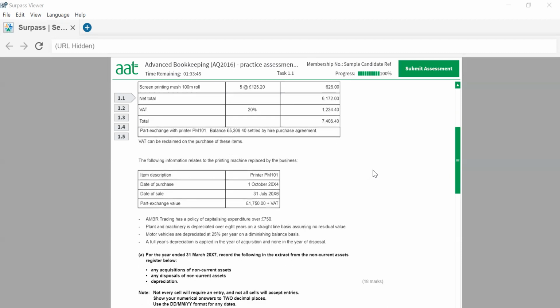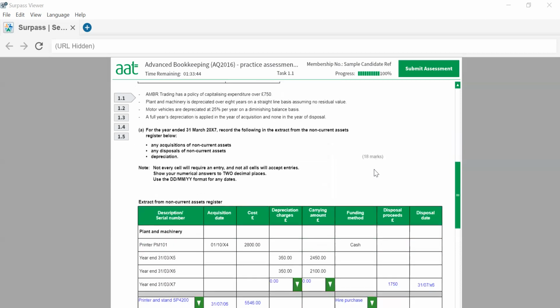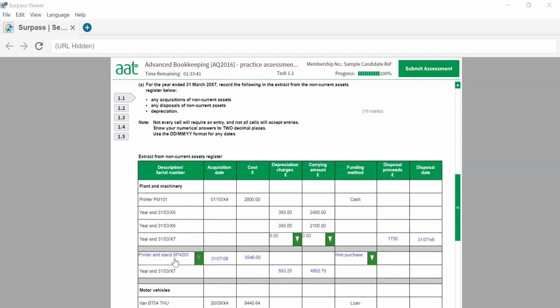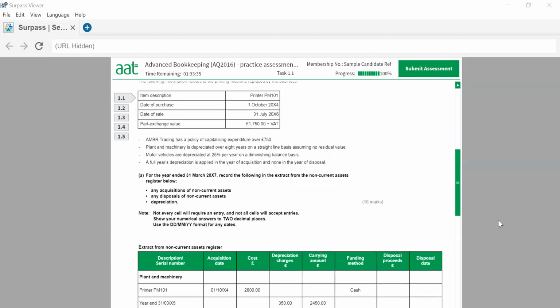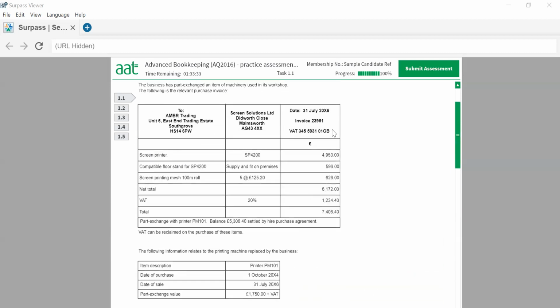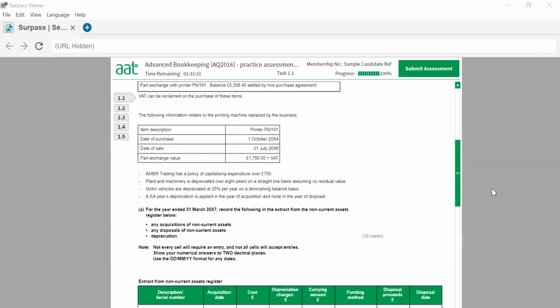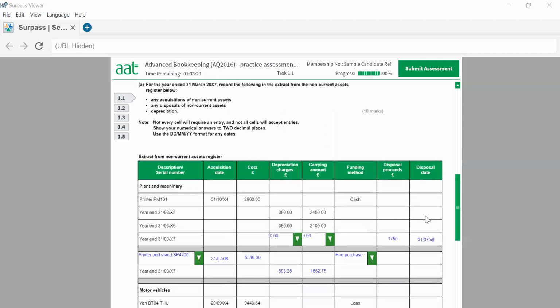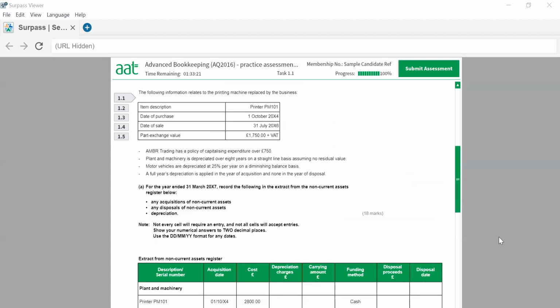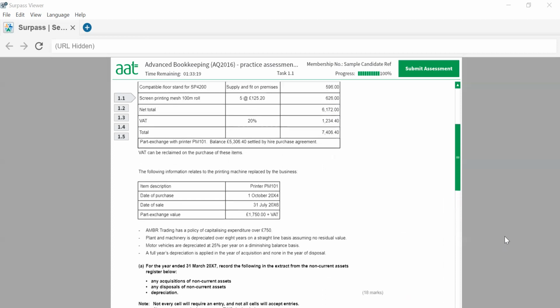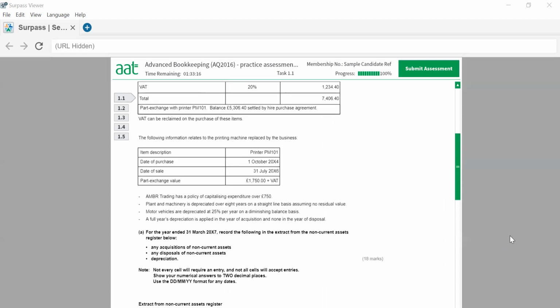You'll notice that I've already put the information in. So printer stand here, SP420. It was acquired on the 31st of July, 06. 5546, we'll leave the depreciation for the moment, we'll come back to that, and it was hire purchase. So we'll just put the information that we've got first. We'll do depreciation in a minute.